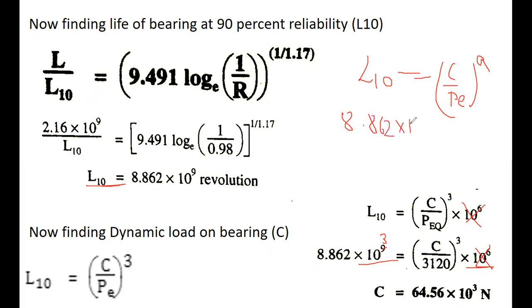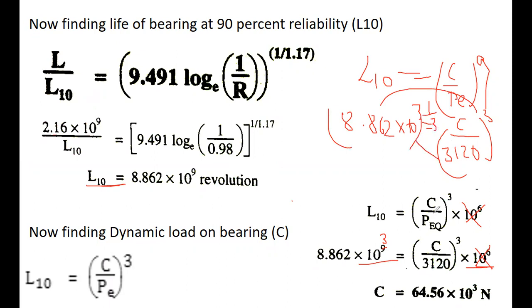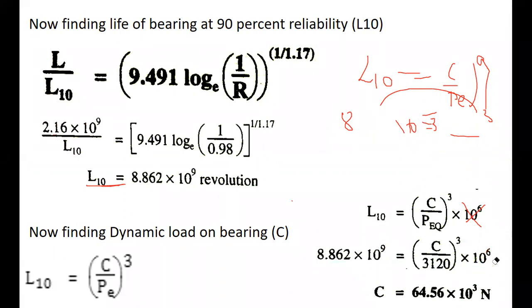8.862 into 10 raised to 3 is equal to C upon P, which is 3120 Newton, raised to 3, which is our A, right? When 3 goes to this side, this whole thing will become 1 by 3 and this will be multiplied by 3120. You will get the answer as C, and your answer for C is 64.56 into 10 raised to 3.